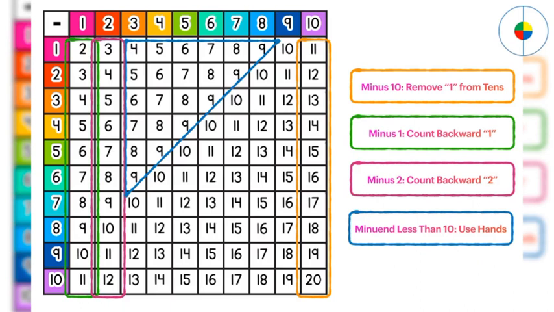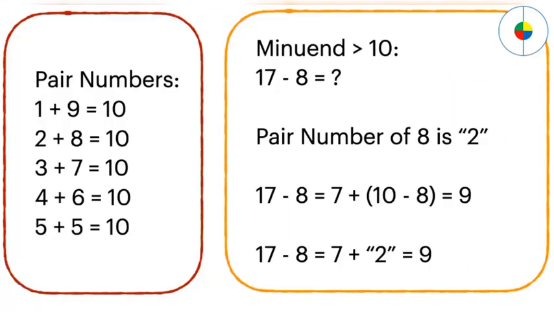If the minuend is less than 10, you can use your hands and fingers to calculate. Eventually, you can memorize those with ease. There is a new concept. A pair number is 10 minus the number. If the minuend is equal to 10, the pair number of the subtrahend is the answer. 10 minus 4 is the pair number of 4, which is 6.